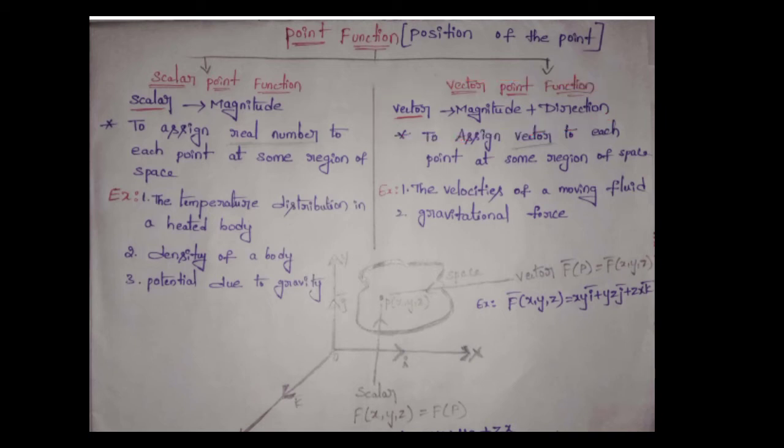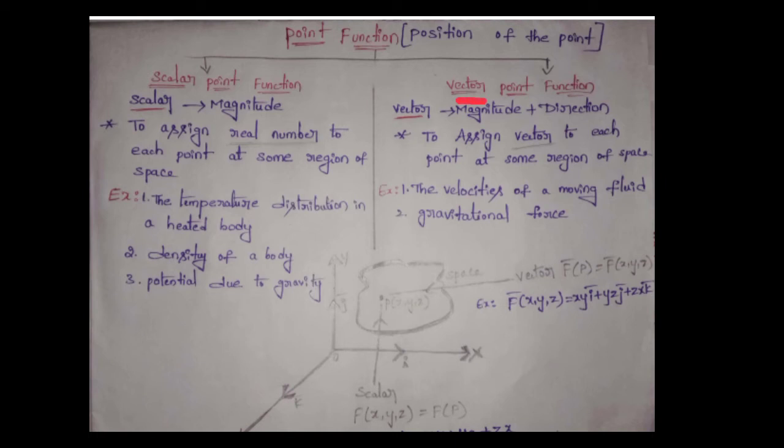Let us discuss scalar point function. Scalar point function is to assign some real number to each point in some region of a space. Then the function is called a scalar point function. That means if we assign a real number to the point, then it is called scalar point function.